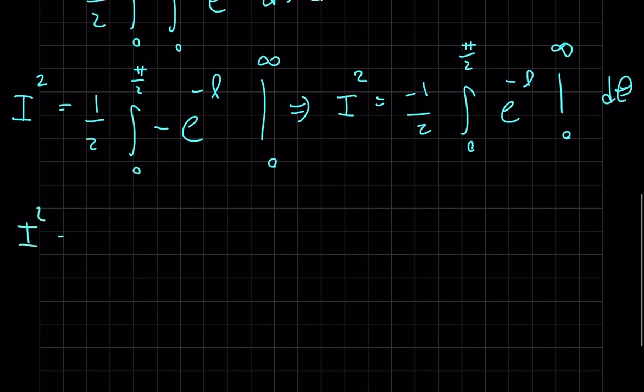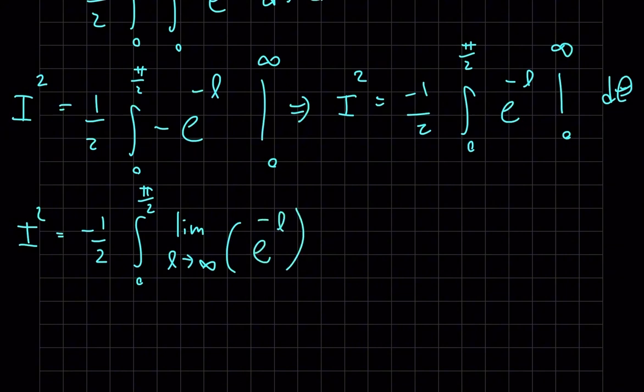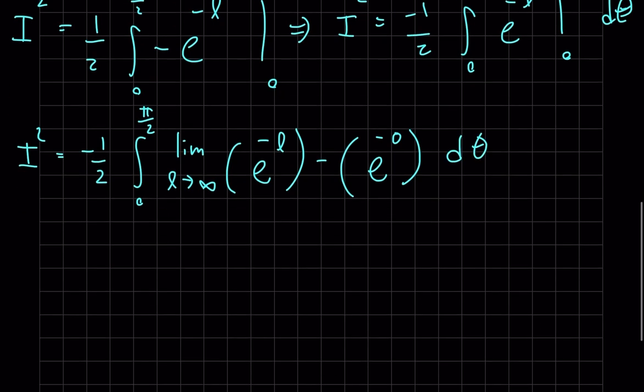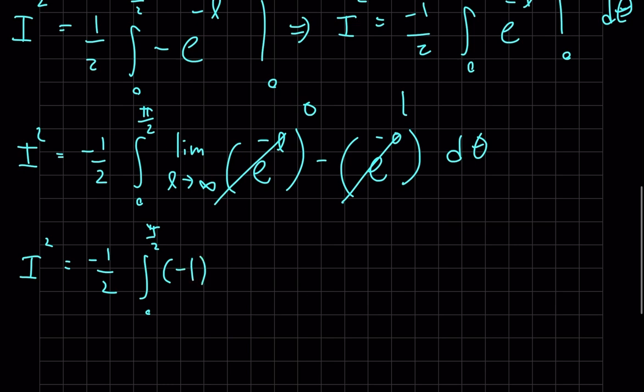So I squared is negative 1/2 integral from 0 to pi over 2 of the limit as gamma approaches infinity of e to negative gamma minus e to negative 0 d theta. So this clearly goes to 1. We have I squared equals negative 1/2 integral from 0 to pi over 2. And this limit, as gamma approaches infinity, would clearly go to 0. So we have negative 1 times d theta, but the negatives will cancel. So we have I squared is 1/2 the integral from 0 to pi over 2 of d theta.